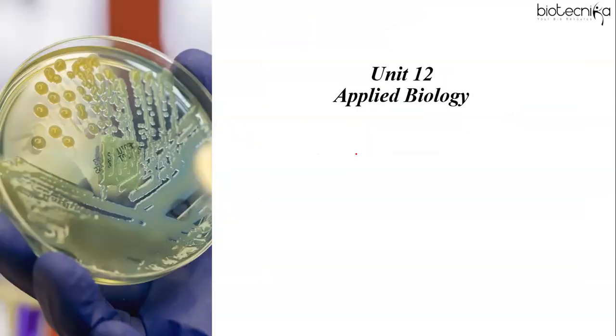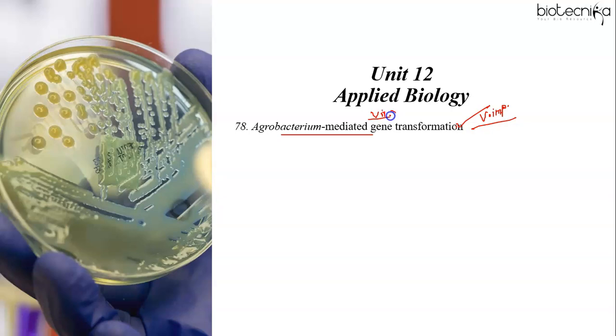Unit 12 is applied biology. Again, you need not prepare the entire unit; you can do selective study. If you are doing selective study, focus on Agrobacterium-mediated gene transformation. This is a very important topic from Unit 12. Every year there is a question on Agrobacterium-mediated gene transfer. The question can be on the role of the Vir genes which are involved in the transformation, or the questions can be on transgene expression.